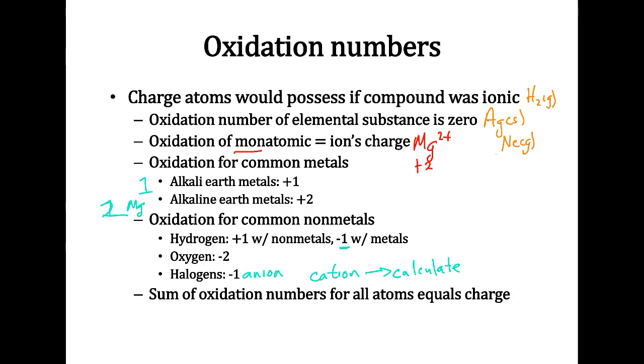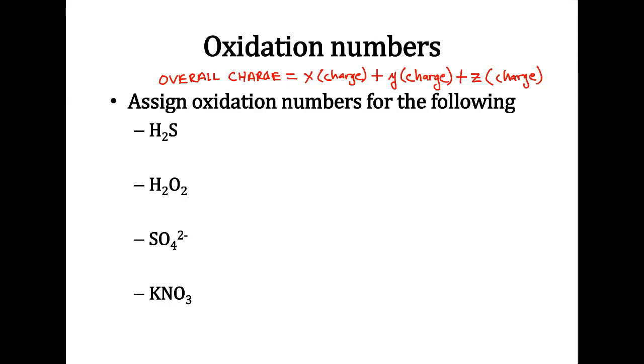And we'll go ahead and do a few practice problems. But more or less what we're trying to do is we're trying to get the sum of all of the oxidation numbers to equal the charge on the compound. Let's go ahead and do a few together. And again, I wrote this up here. The overall charge is equal to X. So X would be however many there are of your first component times its charge, plus Y, which might be your second component times its charge, plus Z, which would be the Zth component times its charge.